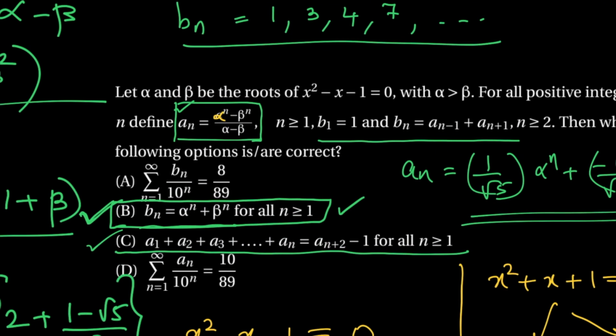Okay. Now we have two options, A and D. Both of them look like very similar questions. We have to evaluate the sum to infinite terms of a sequence, so we have a hint that it might be a GP. So let's try to do it. We have the sum to infinite terms of Bn by 10 power n and the sum to infinite terms of An by 10 power n.